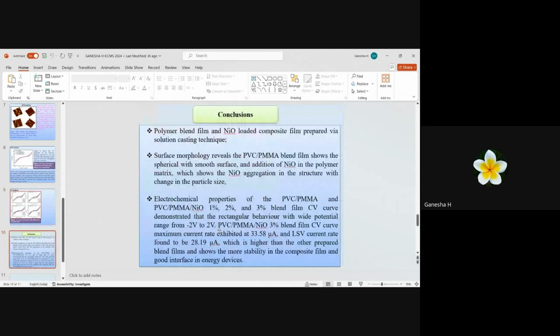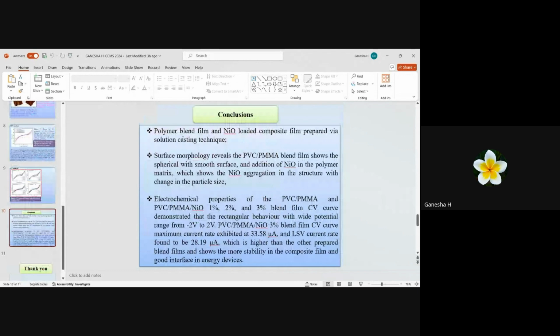This is the conclusion. Polymer film and nickel oxide loaded composite film were prepared via solution. Surface morphology reveals the PVA PMMA blend film shows a spherical, smooth surface. Addition of nickel oxide in the polymer matrix shows nickel oxide aggregation in the structure with a change in the particle size. Electrochemical properties reveal PVA, PMMA, and PVA PMMA nickel oxide 1, 2, 3.